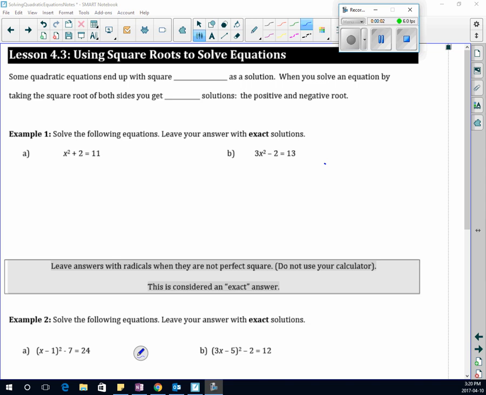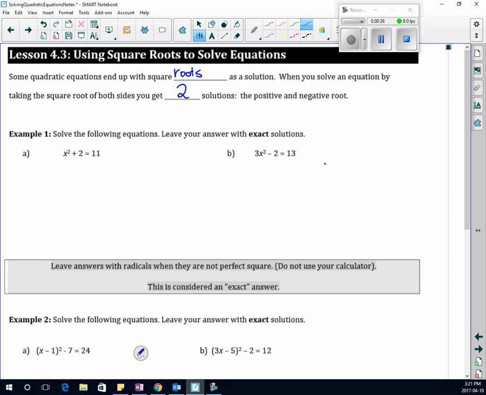Okay, today we're going to be talking about square roots and using the actual square root functions to solve quadratics. Some quadratic equations end up with square roots as a solution. When you solve an equation by taking the square root of both sides, you get two solutions, the positive and negative roots.